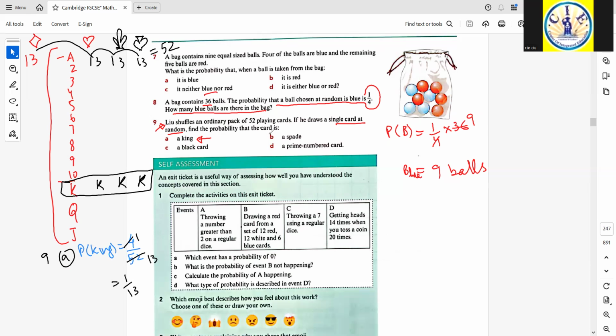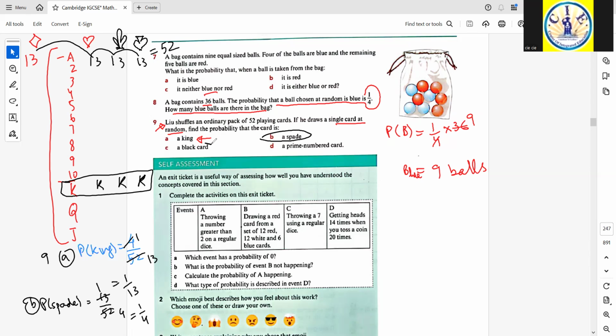Okay, for spades, since that is a suit containing 13 cards, so you can have for part B a spade card that could be 13 out of 52. So that can be simplified as 13 ones are 13, or 13 fours are 52. So the probability is going to be 1 by 4.